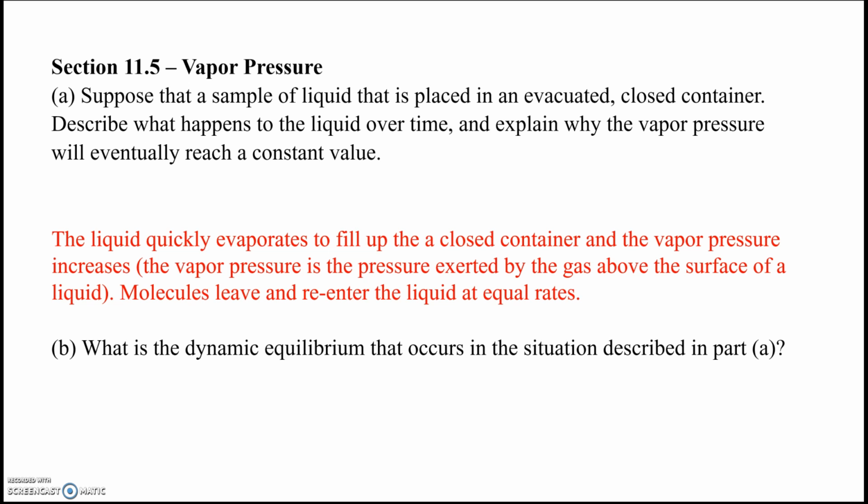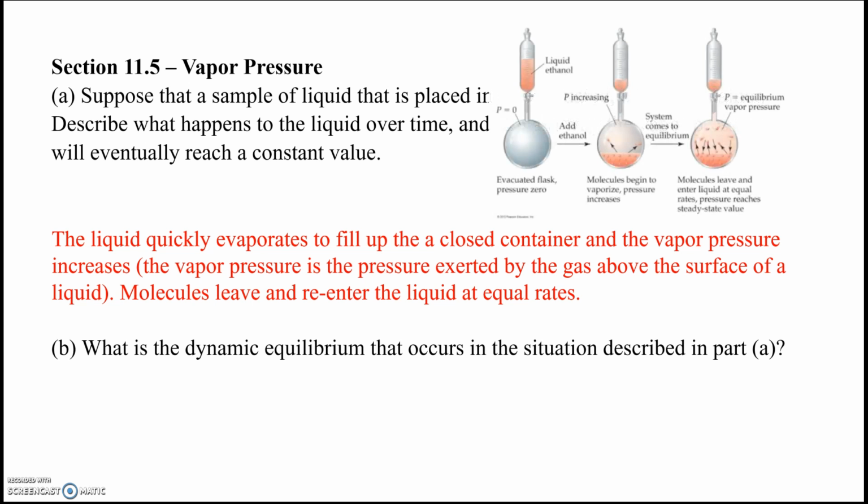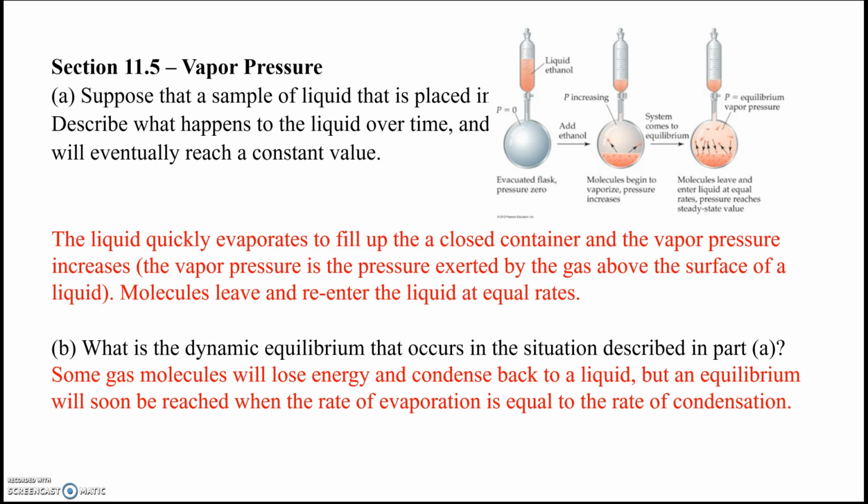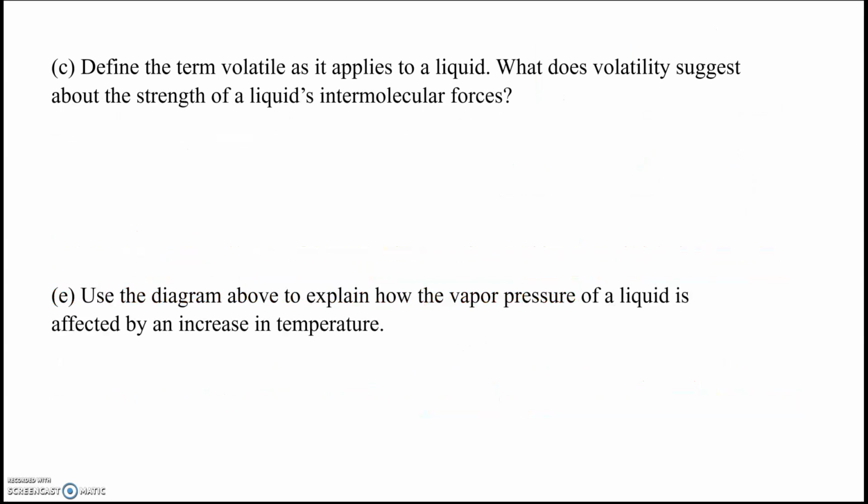Question D asks us, what is the dynamic equilibrium that occurs in this situation? All right, so here's sort of a picture of what's happening. Some gas molecules will lose energy and condense back to a liquid, but an equilibrium will soon be reached when the evaporation rate is equal to the condensation rate. And so both processes are occurring at the same rate, and we reach an equilibrium.